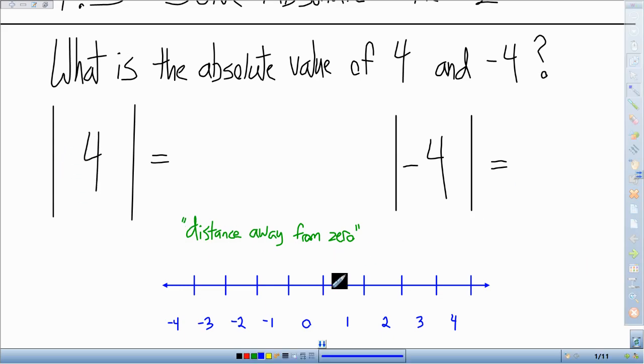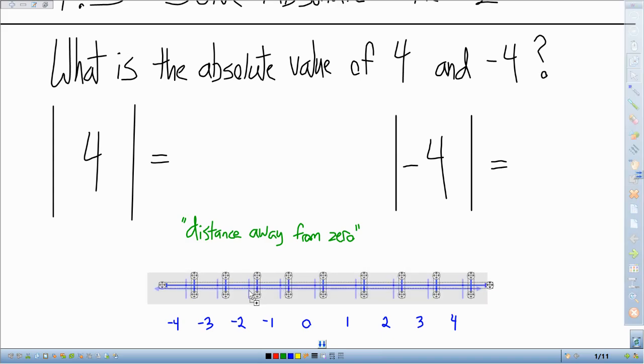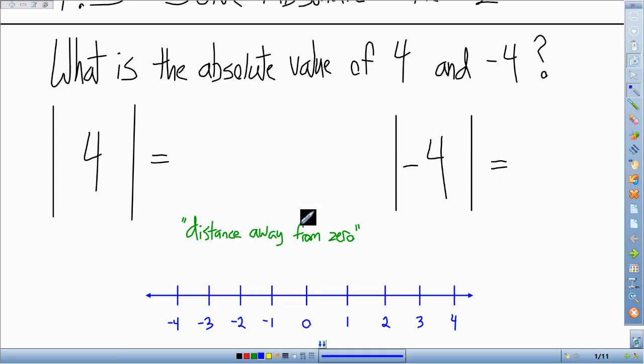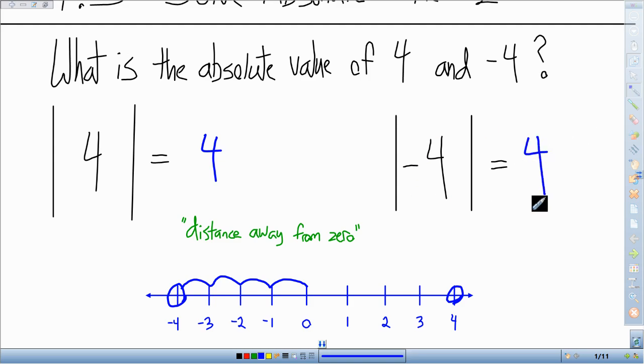Well, if I'm talking about positive 4, this right here, sorry, this got kind of shifted. Let me line this up with the numbers. That looks a little better. So if we're talking about positive 4 on a number line, it's 1, 2, 3, 4 units away from 0. So the absolute value of 4 is 4. If we're talking about negative 4, notice that it is 1, 2, 3, 4 units away from 0. So the absolute value of negative 4 is also 4.